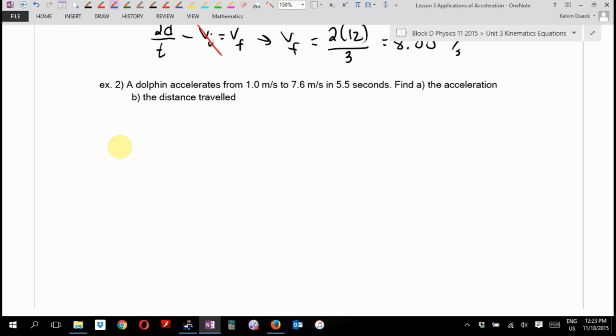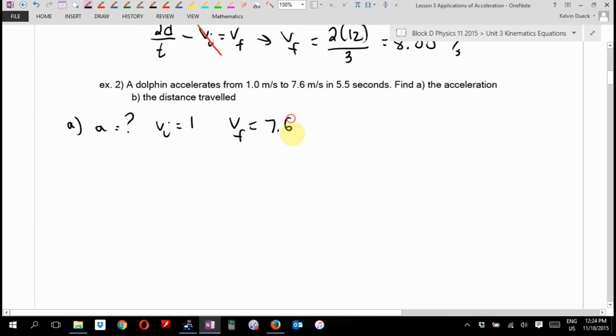Mateo, what are they asking me to find? A equals question mark. Now, how did you figure that out? Hopefully you have enough English grammar that you can recognize what comes before and what comes after. So the word "from" suggests VI was 1. What's that, 7.6? And what's that, 5.5? Yep.